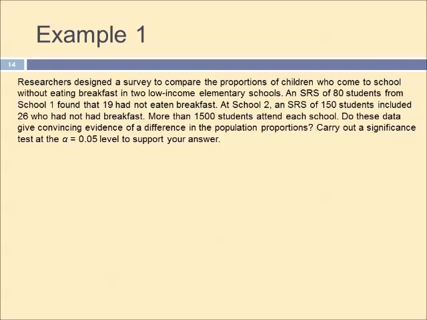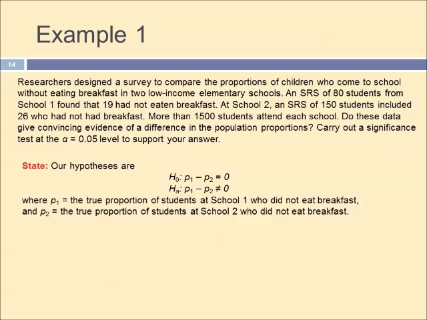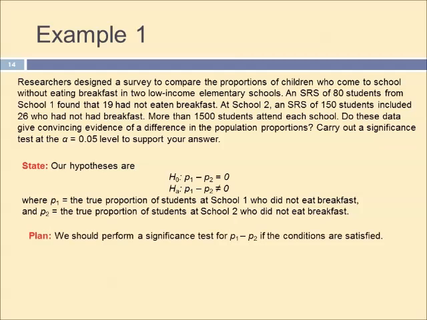And we'll carry out a significance test at the 0.05 level. So our hypotheses: the null hypothesis is that the difference between the two population proportions is 0. There's no difference between them. And the alternative hypothesis is that the difference is not 0. P1 represents the proportion at School 1, and P2 represents the proportion of all students at School 2 who didn't eat breakfast. So we check the conditions.